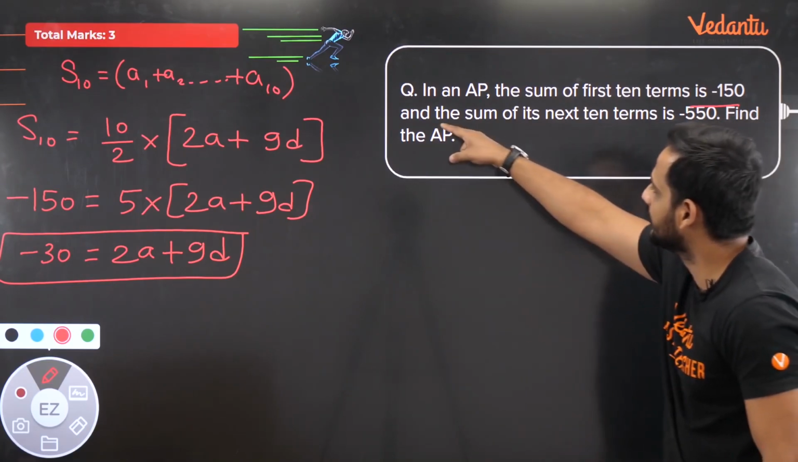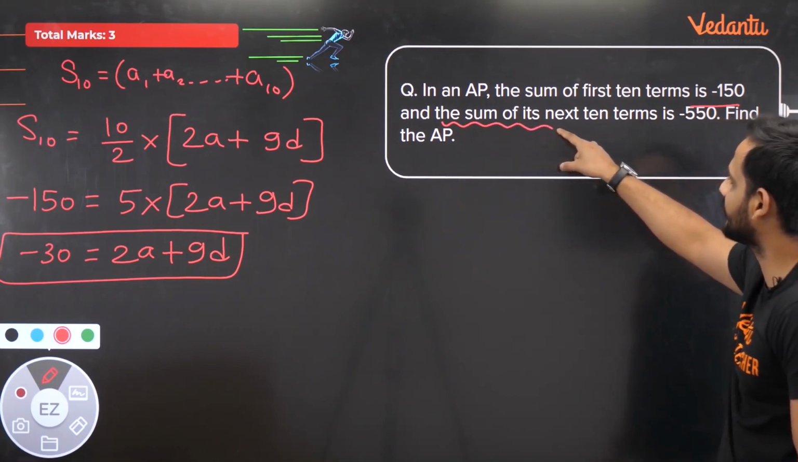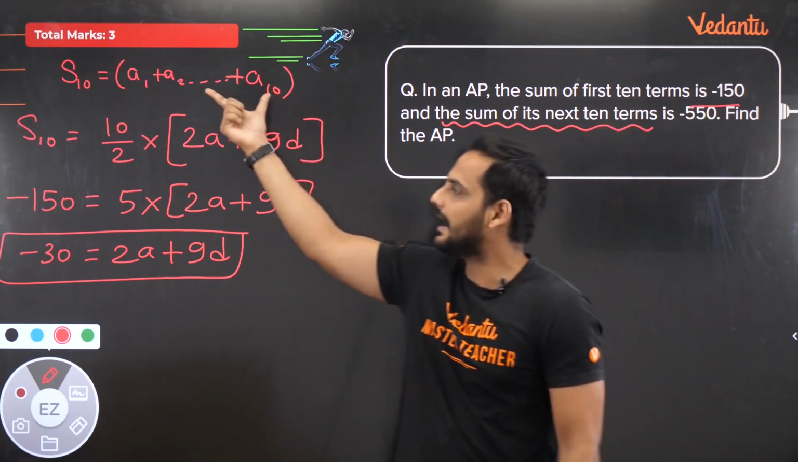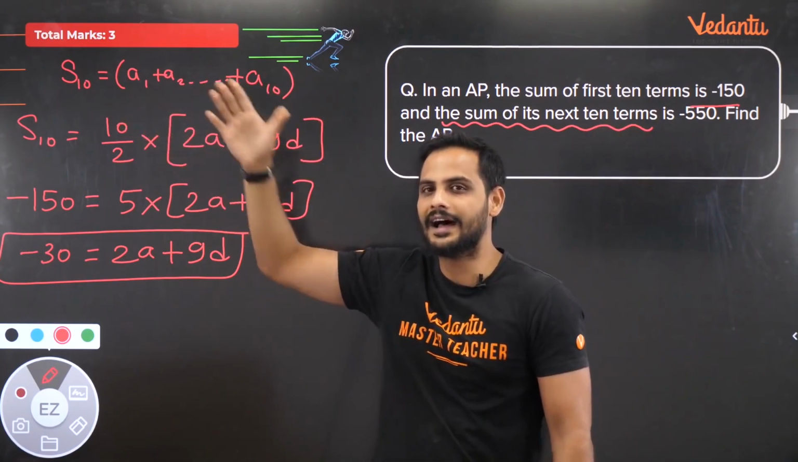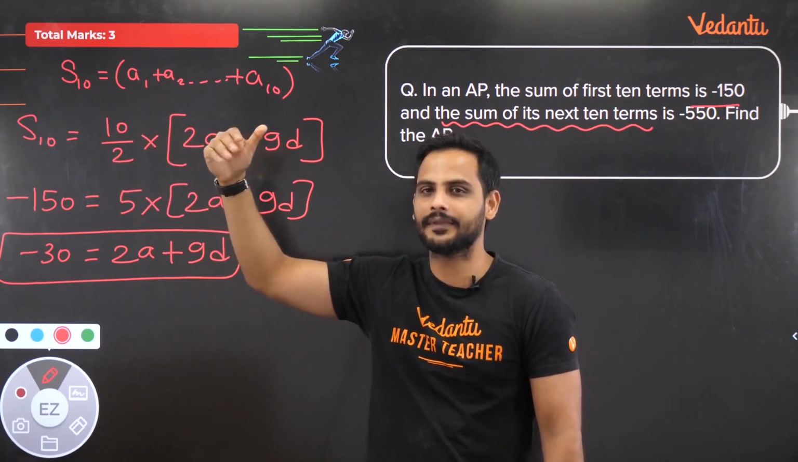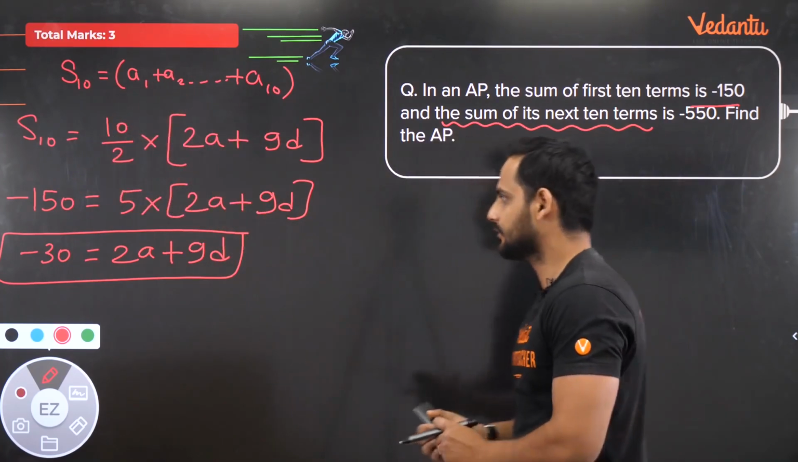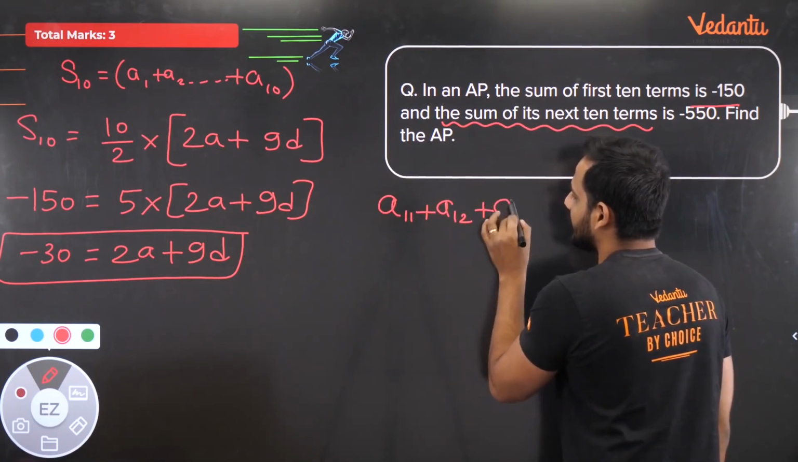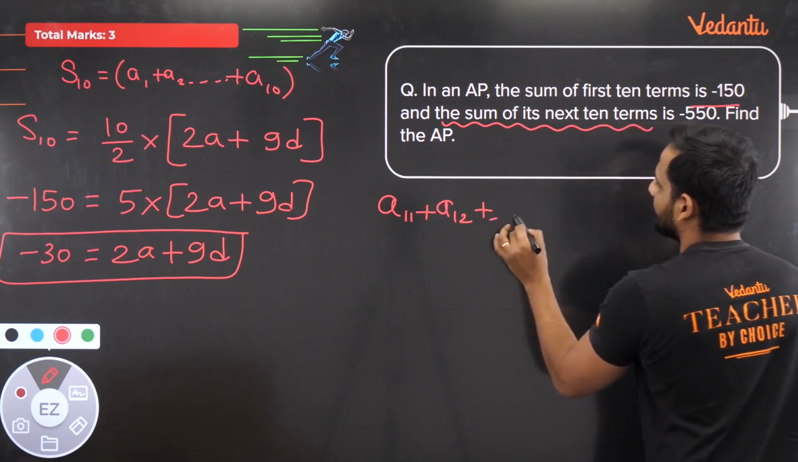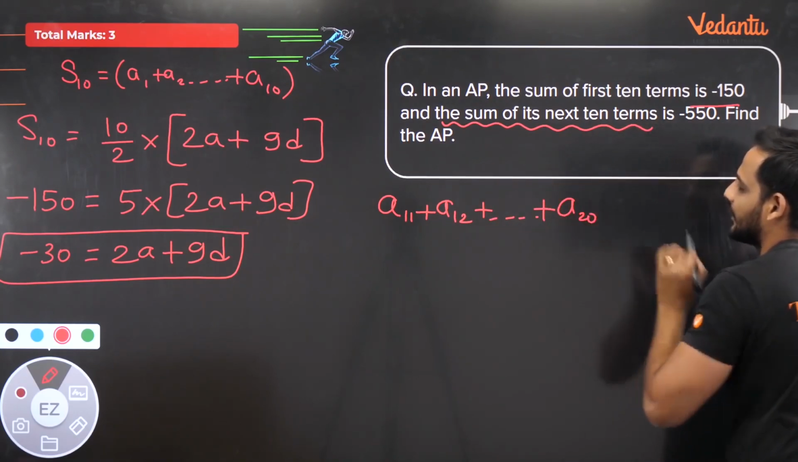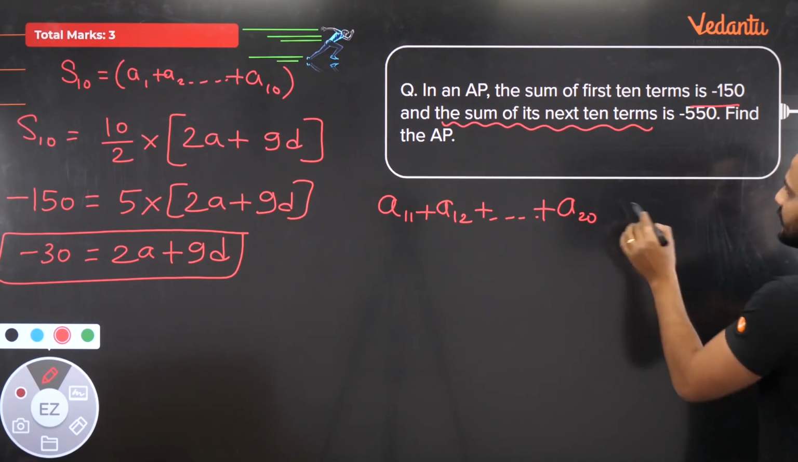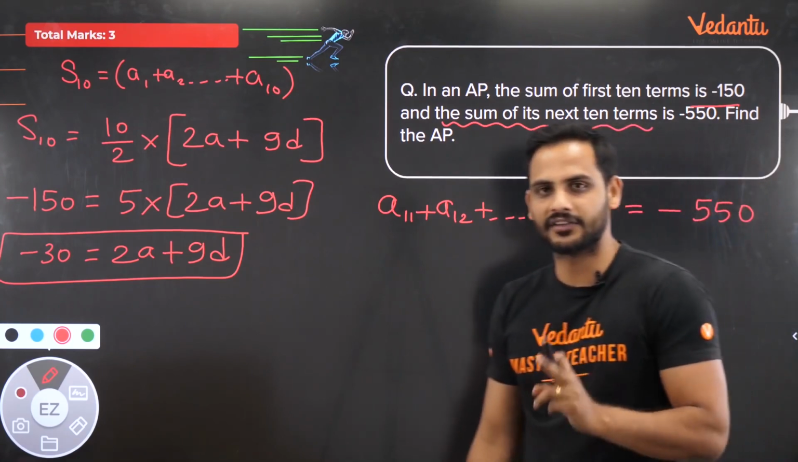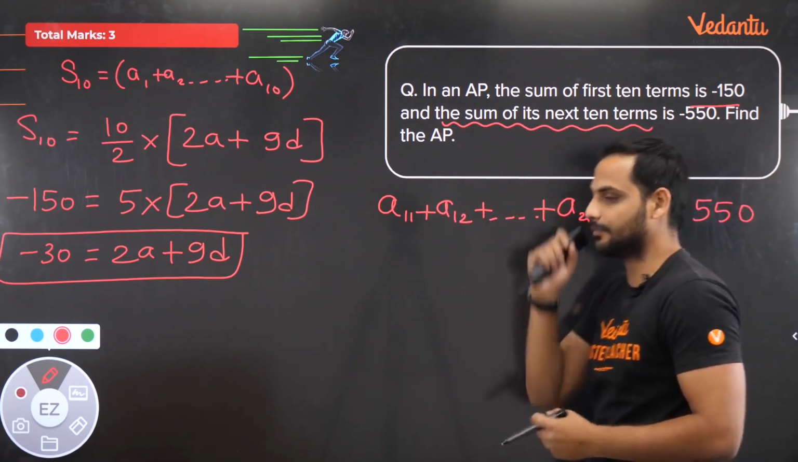Read the question properly. The sum of its next 10 terms. That means after the first 10 terms. What are the next 10 terms? After A10, you will get A11. Then you will get A12, A13. So this way they are saying the sum of the next 10 terms. That means A11 plus A12 plus A13 up to A20. These are the next 10 terms. They are saying this sum is equal to minus 550.